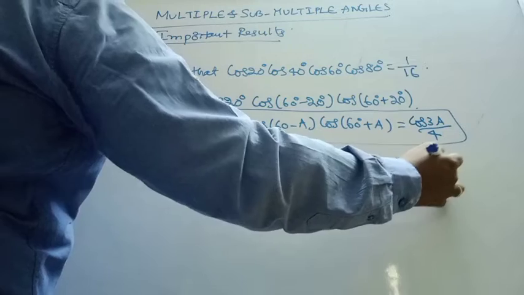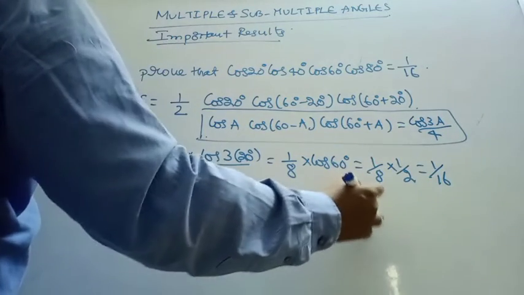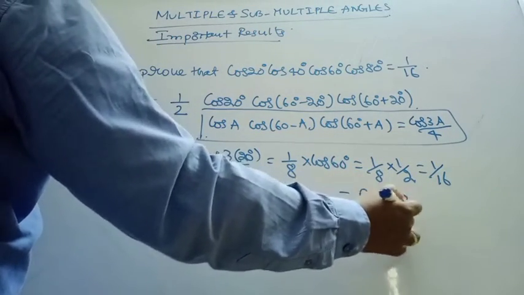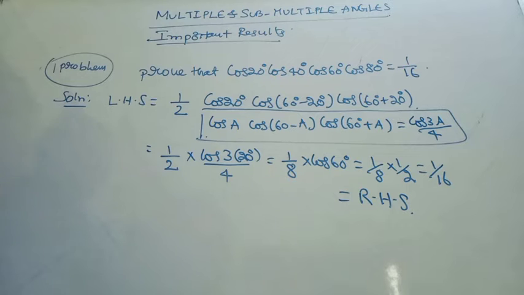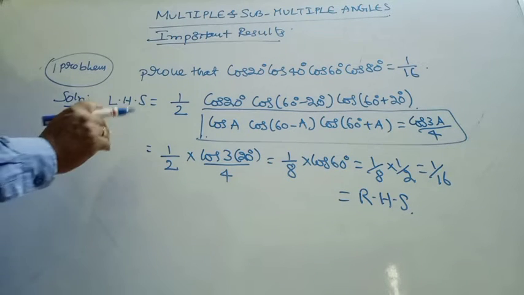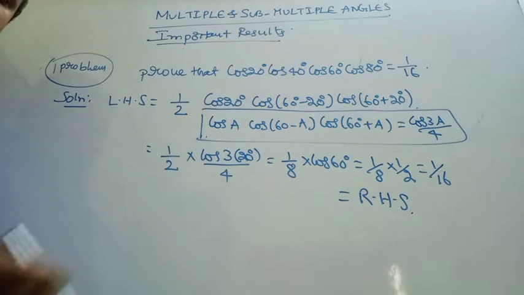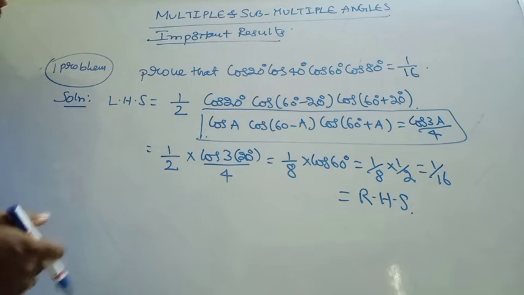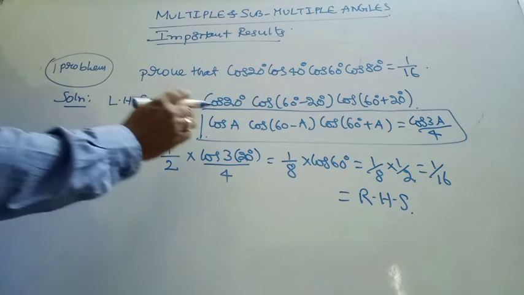That means we have got 1 by 16. See, we got the right hand side part. How elegantly we have got it, in a very simple way. We took the left hand side, and we got the right hand side part very simply like this. You see here, just we applied it.